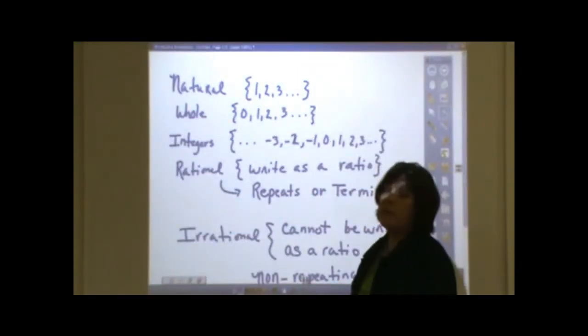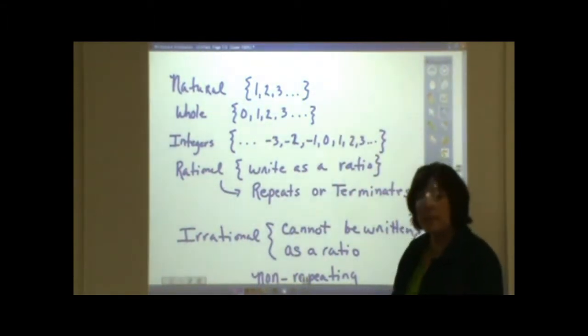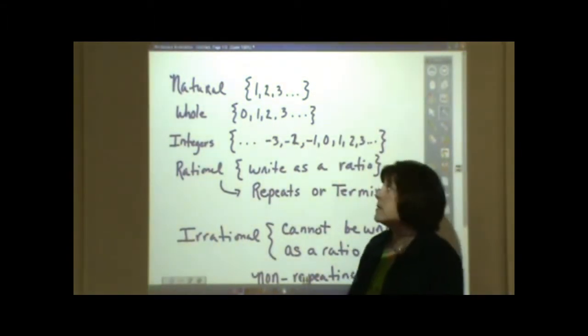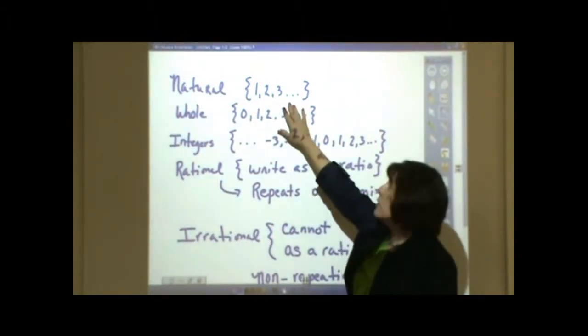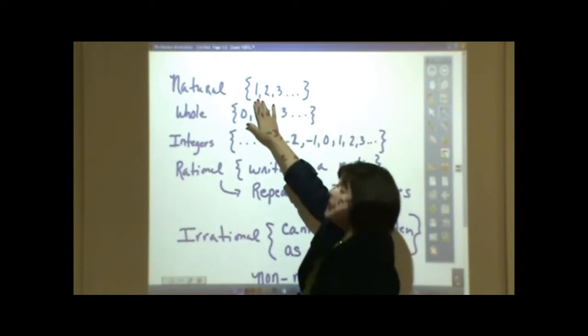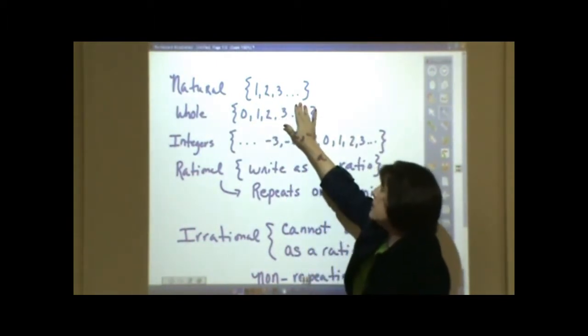In this lesson today, we'll be talking about the real number system. Real numbers are made up of several sets of numbers that you've been exposed to over your past experience in mathematics. The natural numbers, sometimes called the counting numbers that you learned earlier in elementary school, begin with 1. 1, 2, 3, and these little dots mean continues on to infinity.